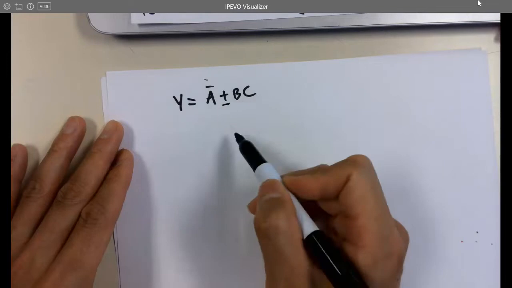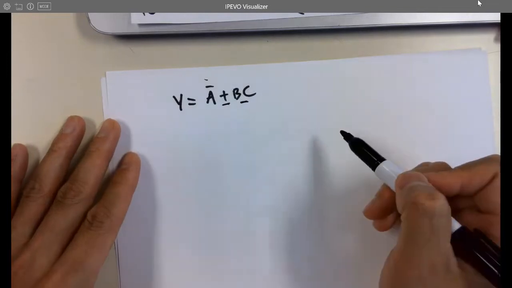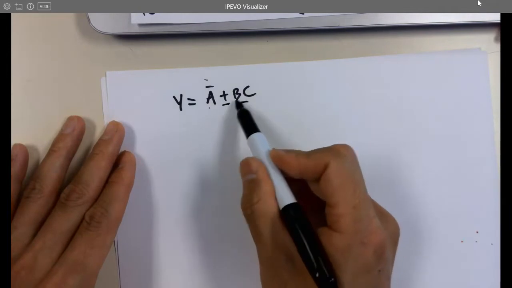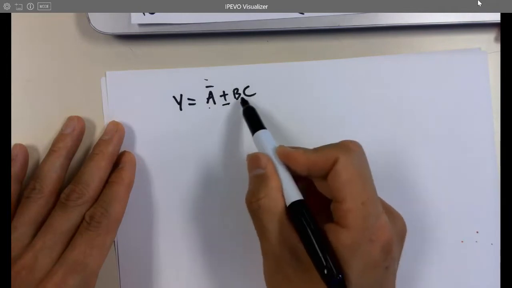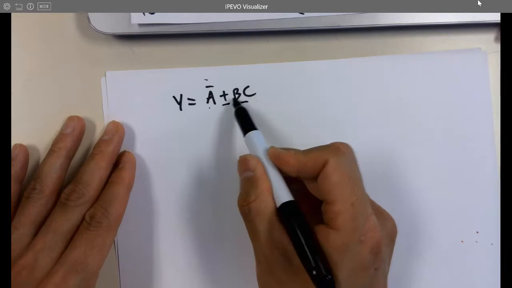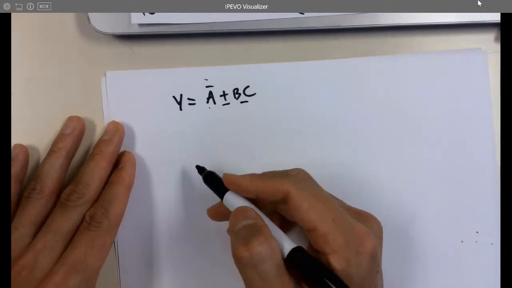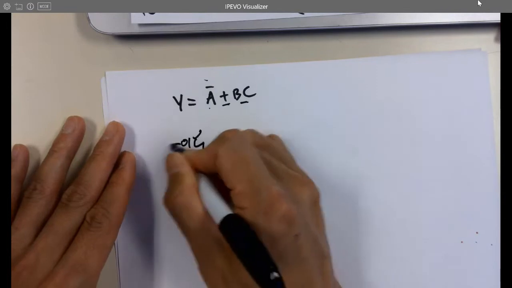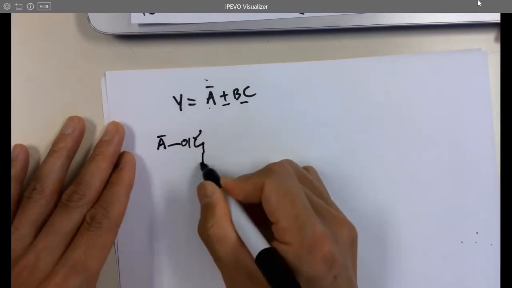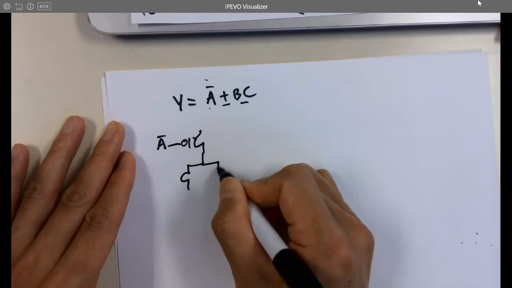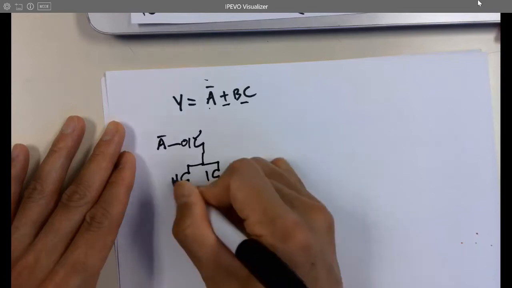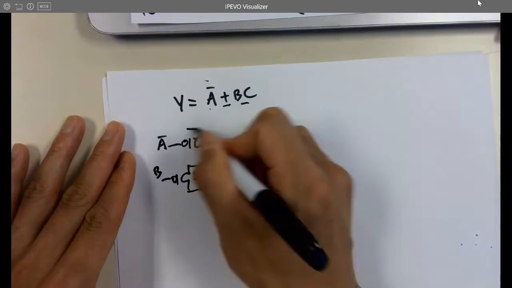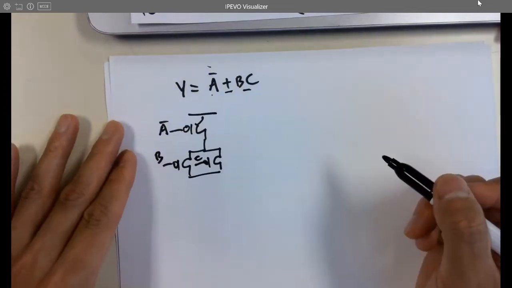So here's a NOR gate. That's a NAND gate. So this must be in series with these two. And these two must be in parallel. Make sense? That's the PMOS part of it.